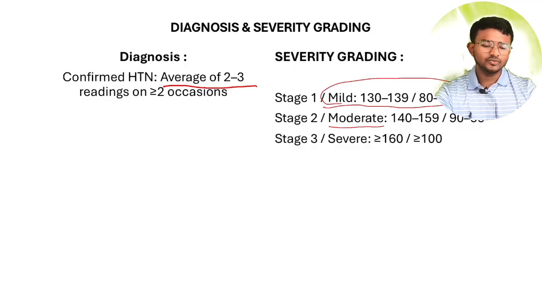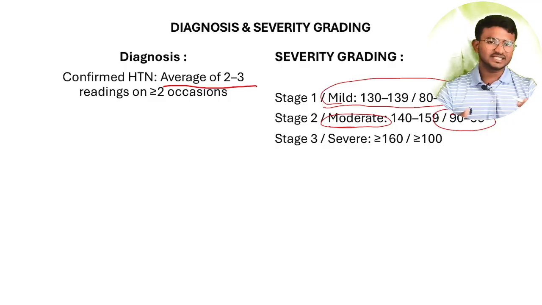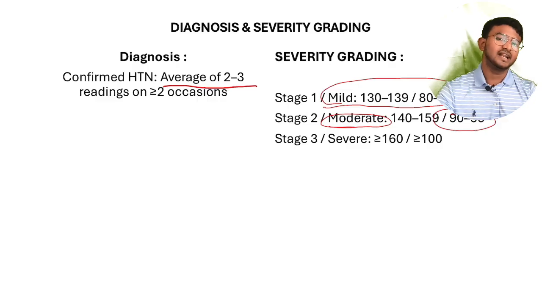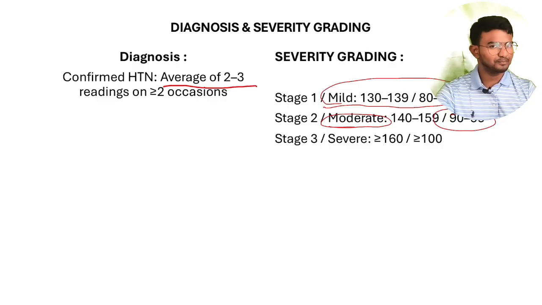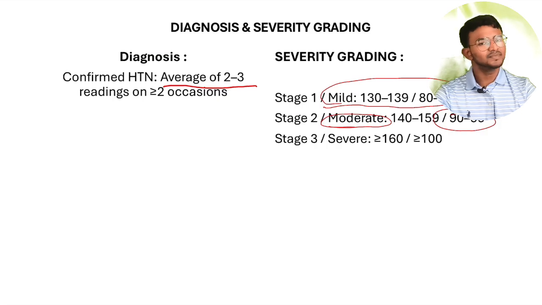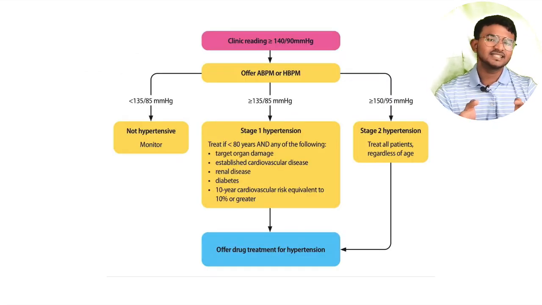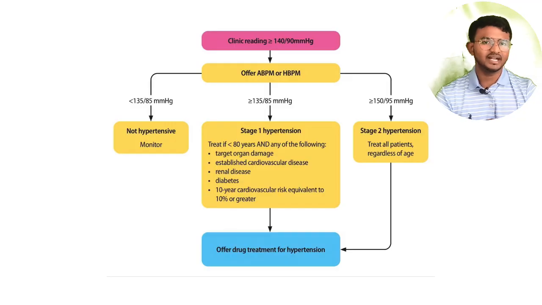In stage 2, moderate cases, we can see systolic 140 to 159 and diastolic 90 to 99 mmHg. In severe cases, systolic greater than or equal to 160 mmHg and diastolic greater than or equal to 100 mmHg. So based on mild, moderate, severe, we are going to treat the patient. Here you can see the chart for treating mild, moderate and severe.